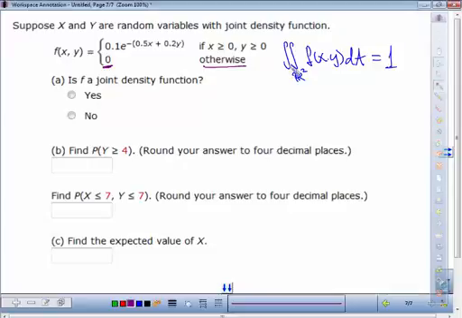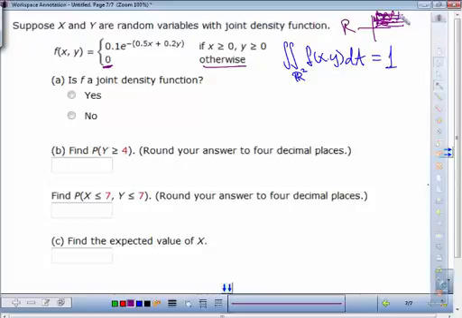Two-dimensional plane. What region am I looking at? X is bigger than 0. Y is bigger than 0. What is that? That's the first quadrant, right? It's all the first quadrant. So the region that we're looking at, I'm going to call this plane R now. It's just the first quadrant. Okay?